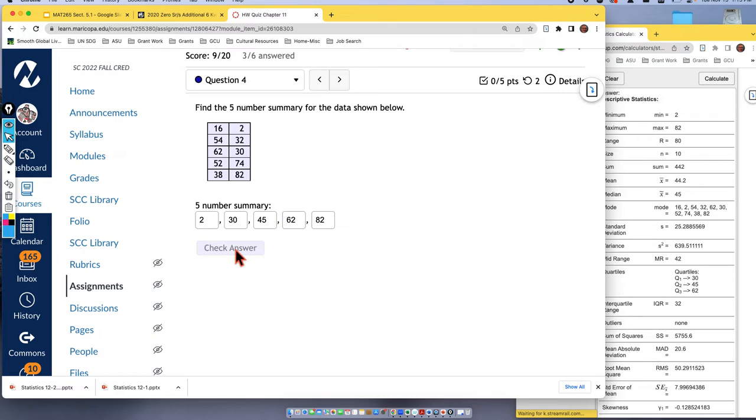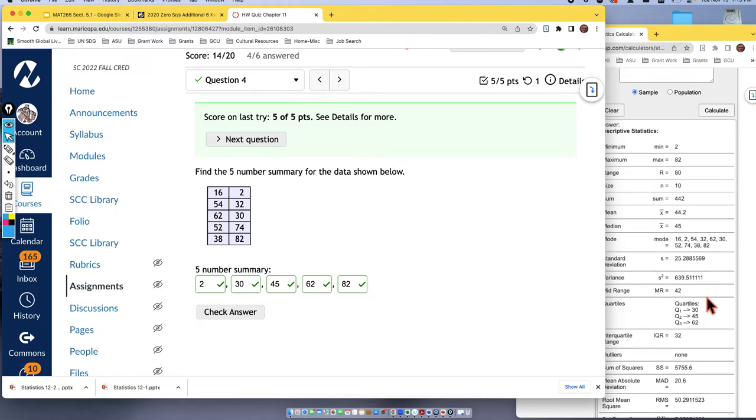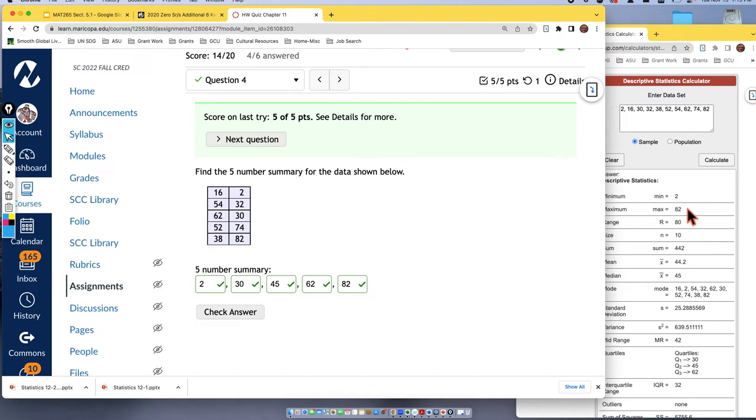Okay. We'll check our answer, and they're all correct. So you see how, copy the data in, it will give it to you. You just have to know where to look. So you can just come down to the quartiles. It gives you the first, second, and third quartiles. That's the middle 3 numbers. And then your first 2 numbers, the minimum and the max, are up there at the top.